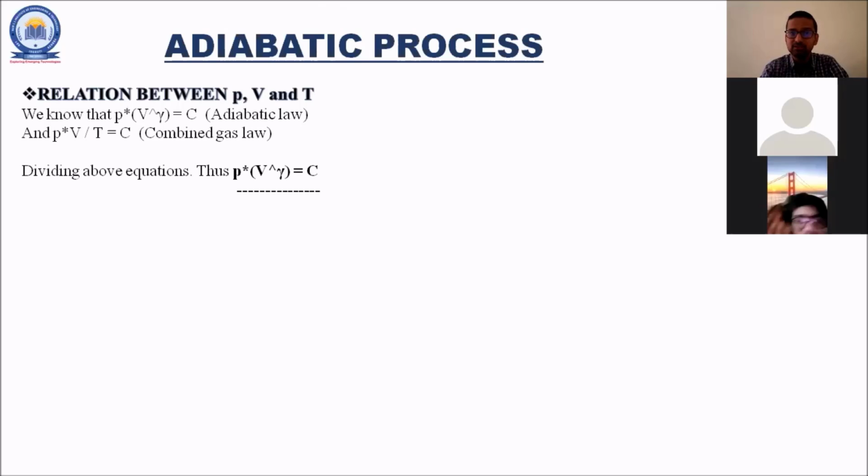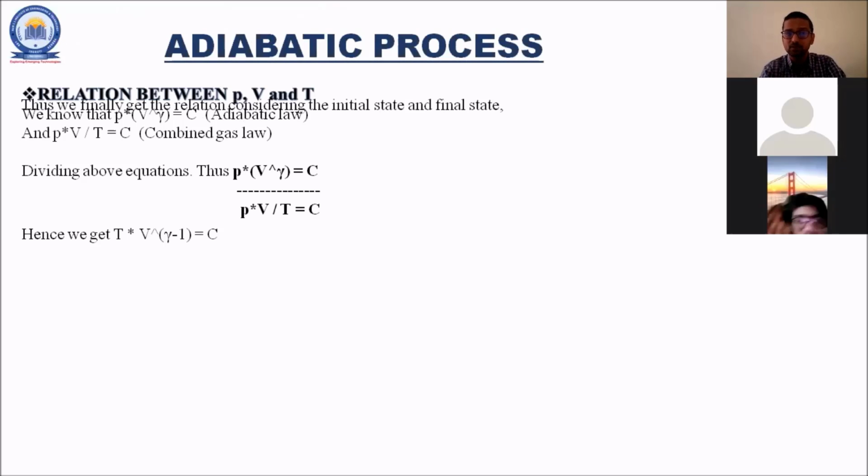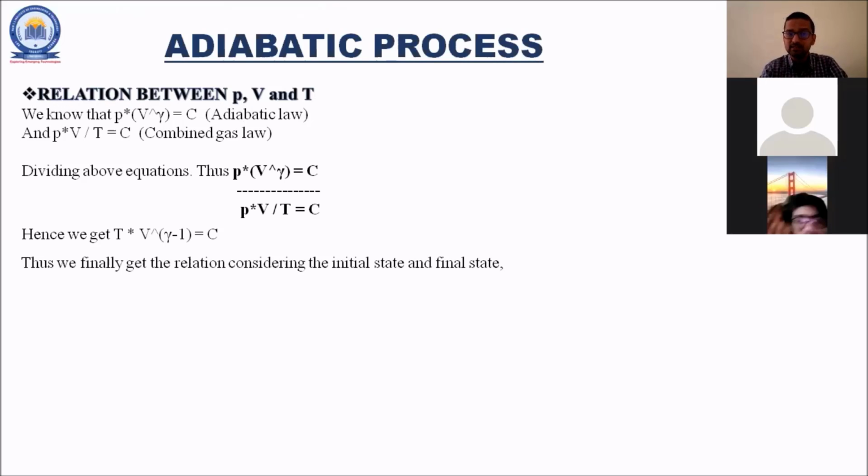So dividing both these equations. So this is the division of the equations. P is the common term, so it is cancelled out. Hence we get T into V raised to gamma minus 1, that is equal to constant. Thus, finally, we get the relation considering the initial and the final states. So that is T1 by T2 is equal to V2 by V1 raised to gamma minus 1. That is my equation number 1.